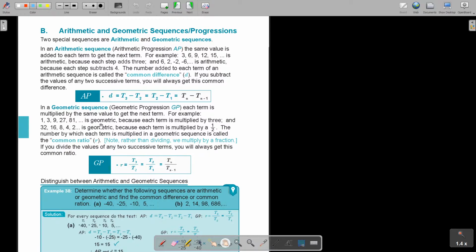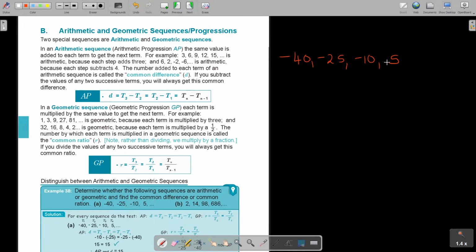Okay, here it is. This is very important: you must know the difference between an AP and a GP. I'm going to give you an example, and I think we can just work with these examples. Let's just write it down: negative 40, negative 25, negative 10, 5.